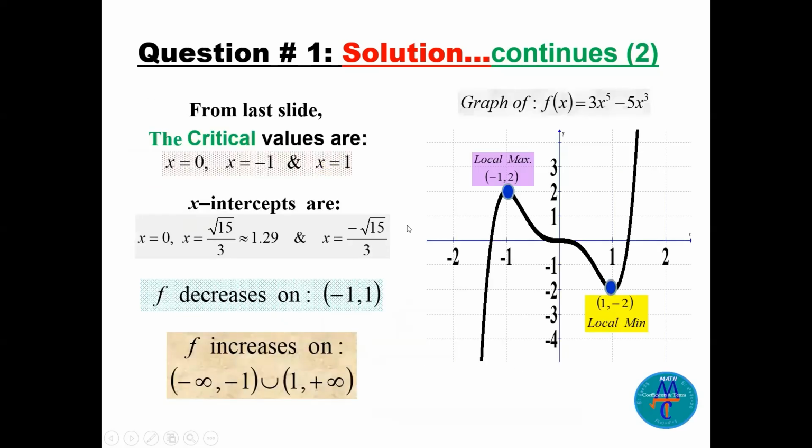If we put all the information together on the graph, we can see the local maximum at -1. Replace -1 in the function, we get 2. And then the local minimum at 1: replace 1 in the function, we get -2. So f is decreasing on (-1, 1). And f is increasing from minus infinity to -1, union 1 to infinity. And these are the x-intercepts.